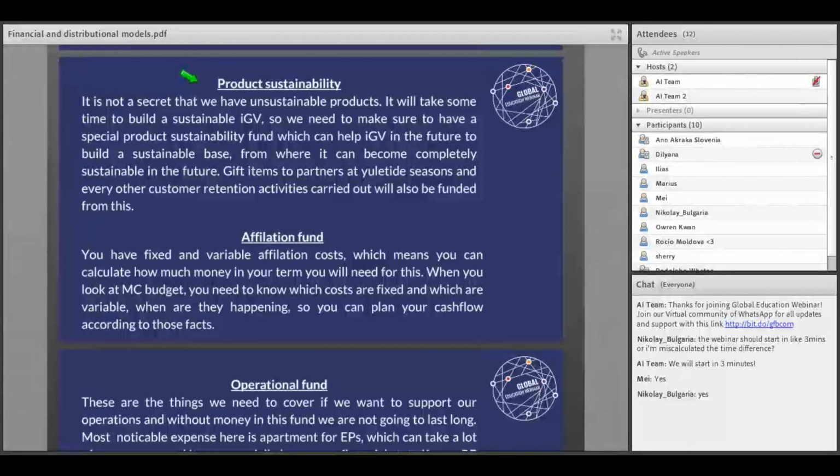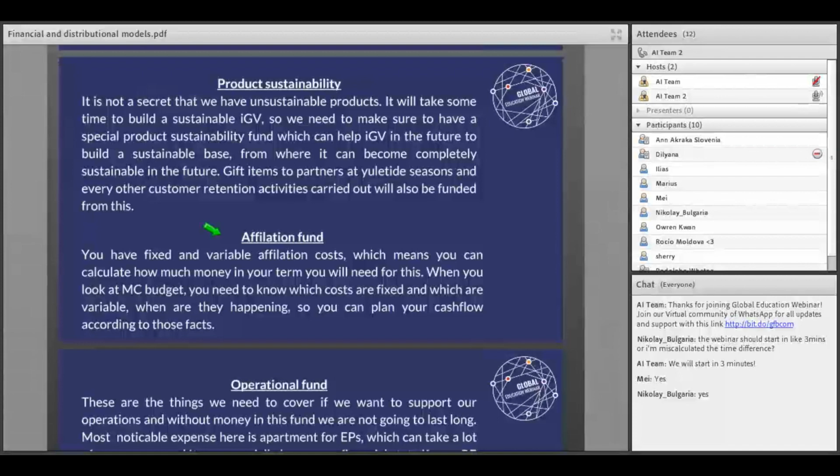Product sustainability, of course, we need to keep our products sustainable. This is more related to our exchanges, to make sure that we have special product sustainability, for example in IGV, to keep it sustainable and still operating in the long run. So this could be from gift items to partners to Yuletide seasons, or other customer relation activities or marketing activities.